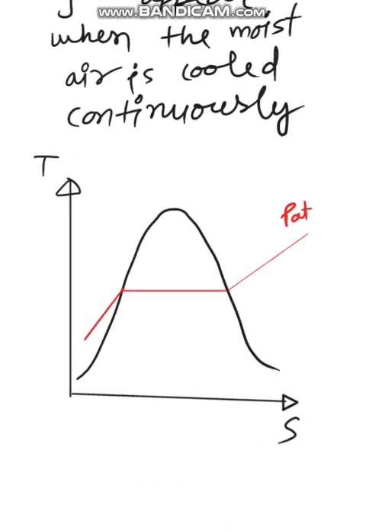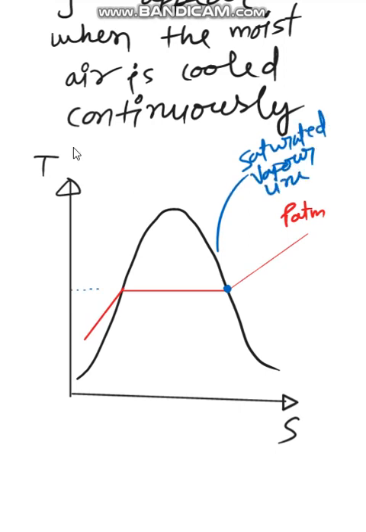What happens when the air is saturated? This is saturated air. This is the saturated vapor line, and this point is saturated. At this point, all these three temperatures become equal: dry bulb temperature, wet bulb temperature, and dew point temperature. All three temperatures become equal to each other when air becomes saturated.